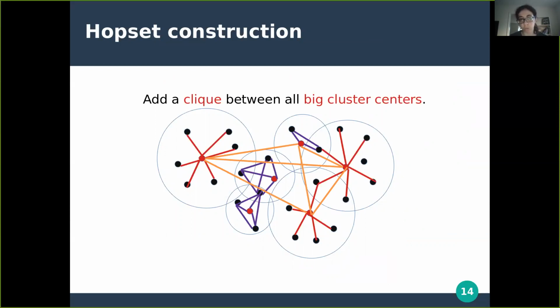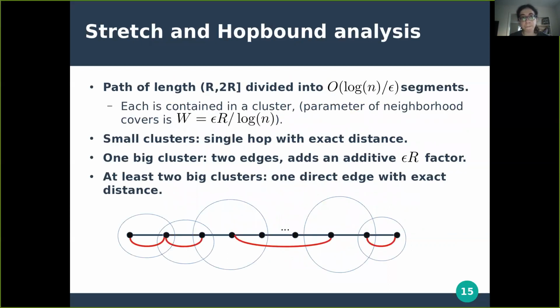I'm not going to go into size analysis details, but let me briefly explain why we get a logarithmic hop bound using this construction. So again, consider a path of length between R to 2R. This path can be divided into log n over epsilon segments, such that each segment has to be fully contained in a cluster. This is basically how we define neighborhood covers. We said any path of length epsilon R over log n should be fully contained inside a cluster.